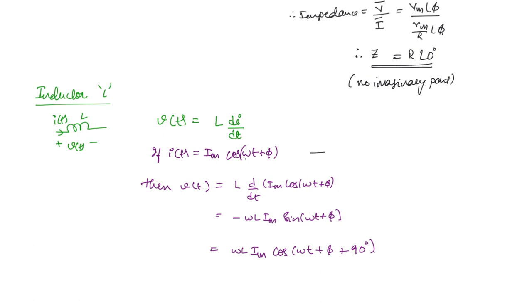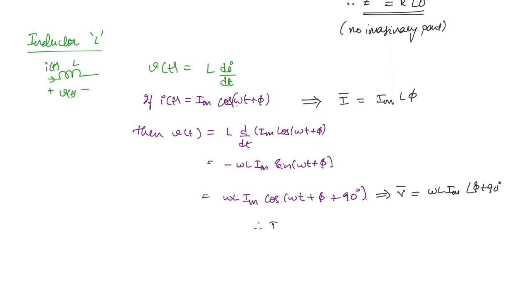Now in order to find the impedance, we have to represent in phasor form. So what will be I bar? This will be equal to Im angle phi, and the voltage phasor is equal to omega L times Im angle phi plus 90 degrees. So from here, therefore, impedance Z is equal to V bar by I bar, which is equal to omega L Im angle phi plus 90 degrees divided by Im angle phi.